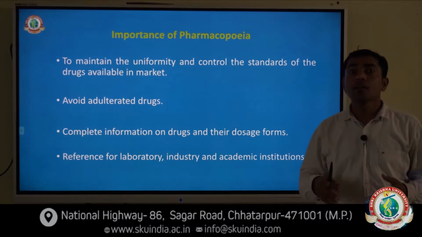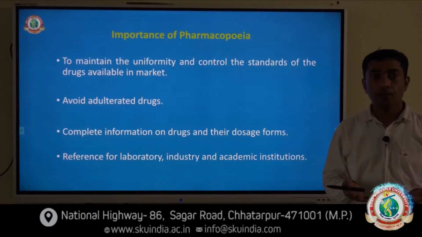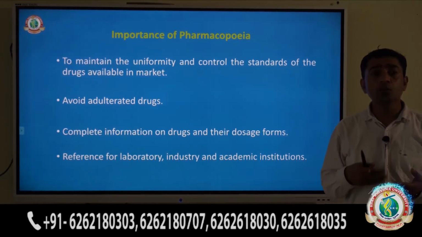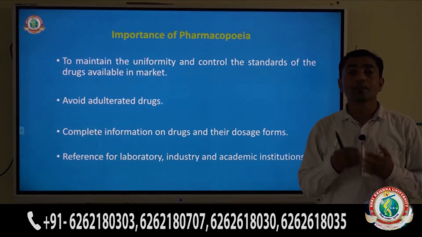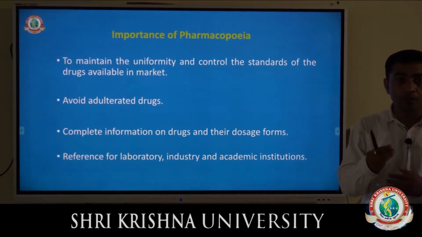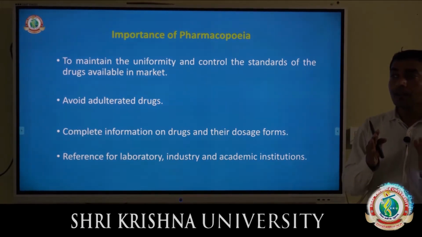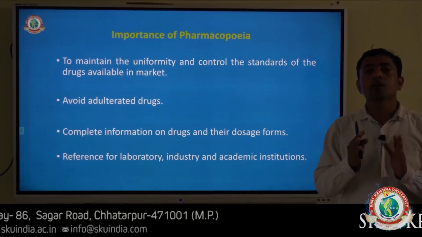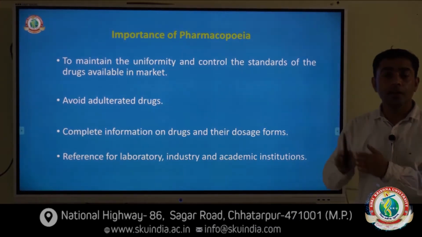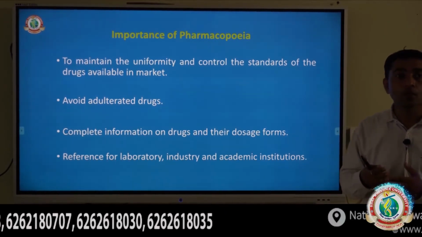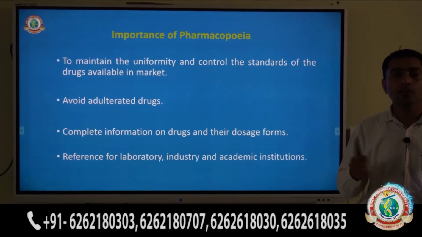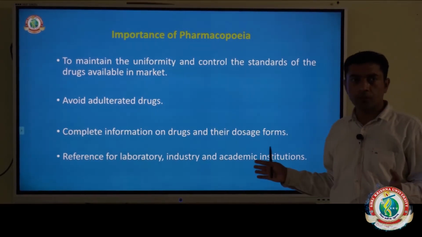If any of the new industries or laboratories are going to use a particular kind of drug or dosage form, or are going to prepare a particular kind of dosage form from a particular drug, there is the Indian Pharmacopoeia, or the Pharmacopoeia in different nations. We follow the Pharmacopoeia as a reference book for the preparation, for the analytical work, and for all types of information about a particular kind of drug.